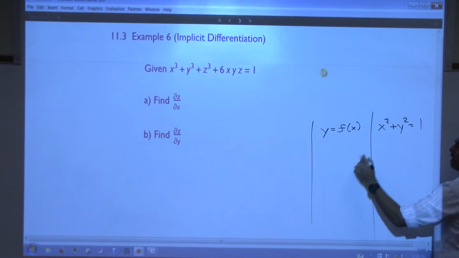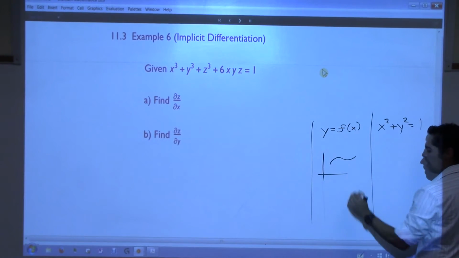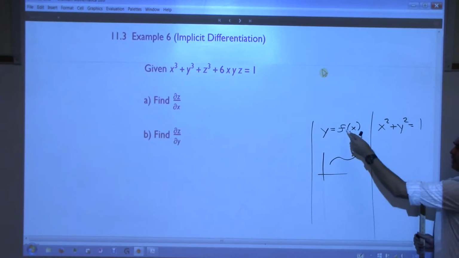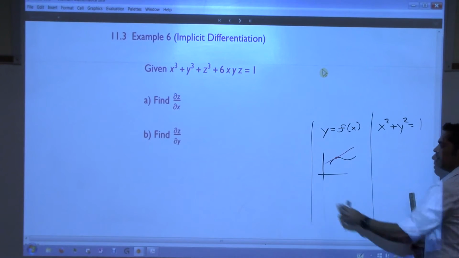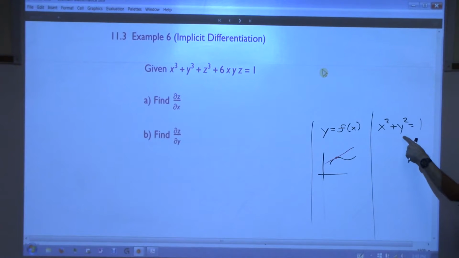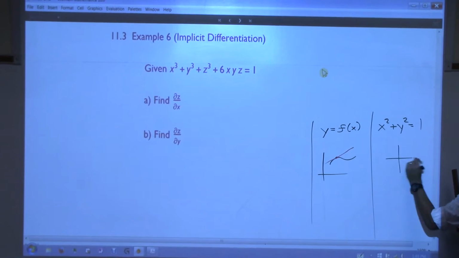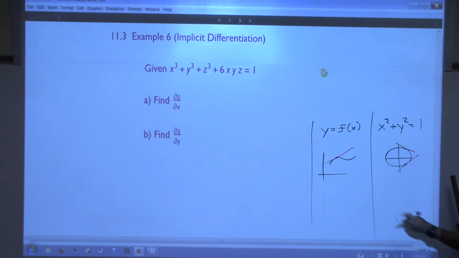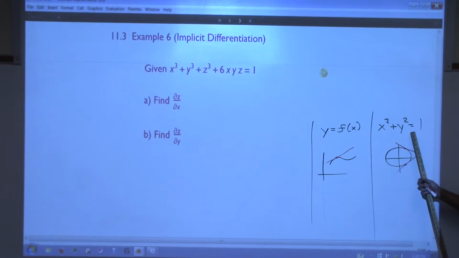Look, y equals f of x, Calc 1. Can you find the slope of the tangent line? If it's a function of x, can we find the slope of the tangent line? Yes. Okay, if it can't be looked at as a function of x, like here it looks like a circle, it still is reasonable for us to ask about the slope of the tangent line here and tangent line here, isn't it? The way we did that is we did implicit differentiation on this. That's how we were able to find it.